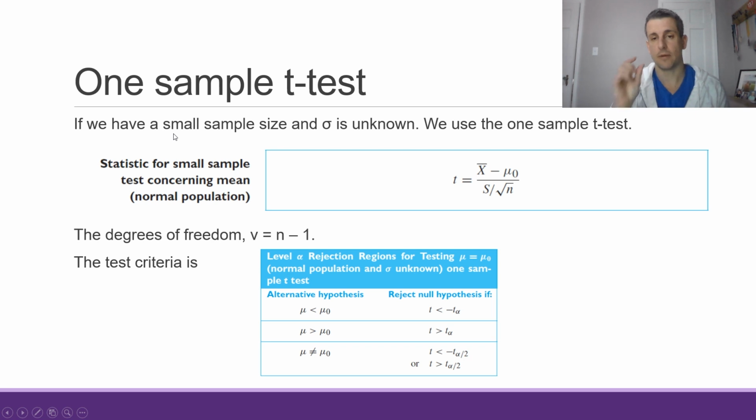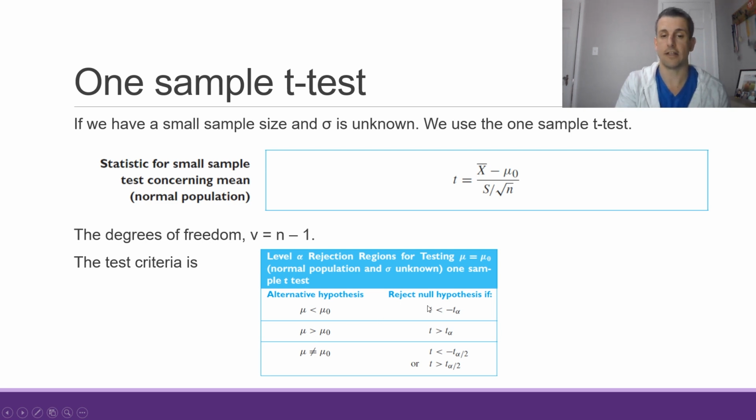If our sample size becomes small, and sigma is unknown, we use the one sample t-test. And it's computed very similar to the z-test, but we do not know sigma, so we use our sample standard deviation here. And then we get values for t instead of z. To look up t values in the table, you first need to know the degrees of freedom. And remember, we said the degrees of freedom, this v value, is equal to n minus 1. So our sample size minus 1. So to be able to look values up in the table, we need to compute the degrees of freedom first.